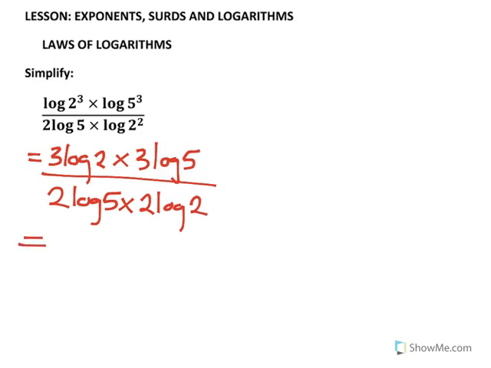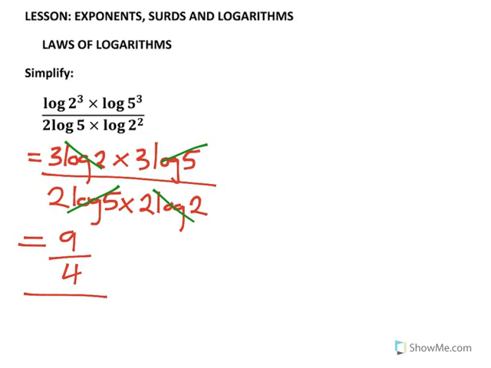This is equal to, everything is multiplying. Now I want you to pay attention to what is going to happen. Log 2 will cancel log 2, log 5 will cancel log 5. Now you're saying 3 times 3, numbers are left, it's 9 over 2 times 2, it's a 4.